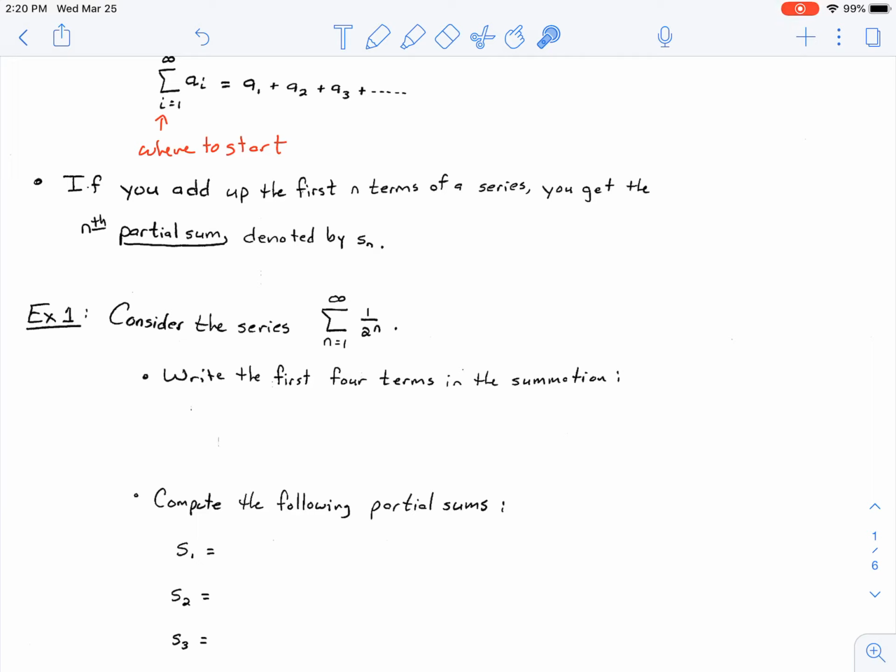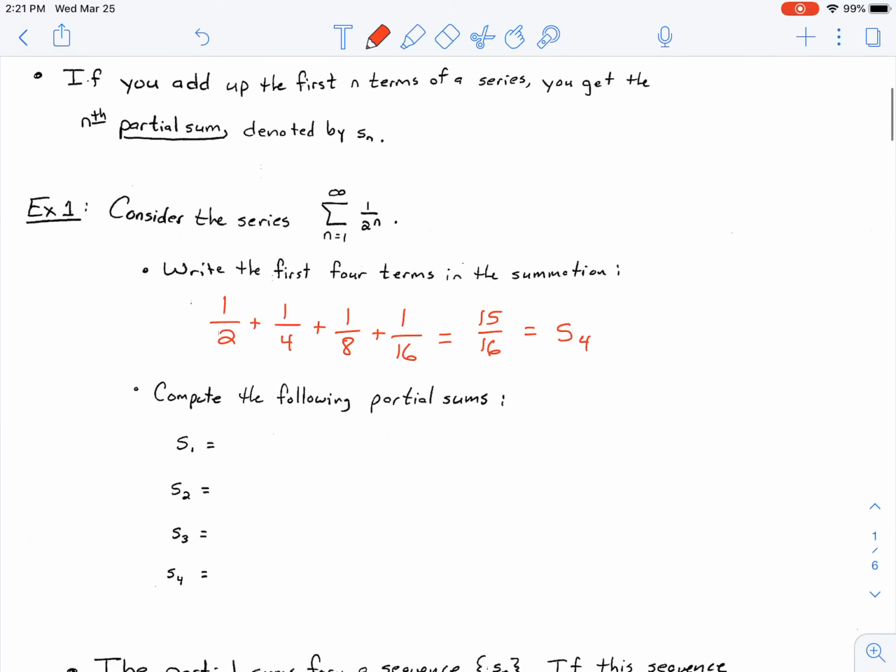So let's look at this series right here. We're adding up 1 over 2 to the n going from 1 to infinity. If we just write out the first 4 terms, we get 1 over 2 to the first power, then 1 over 2 squared, then 1 over 2 cubed, then 1 over 2 to the fourth. If you add all of that up, it winds up being, I believe, 15 over 16. Yeah, 15 over 16. And we would denote that as S sub 4, because it's the sum of the first 4 terms.